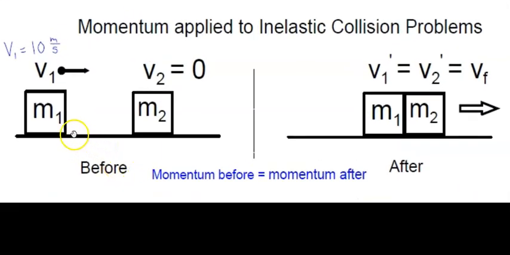The fast car m1 moving at 10 meters per second gave its momentum to the stopped car m2, which had no speed. So in the final outcome, m1 slowed down to 5 meters per second, but m2 sped up to 5 meters per second. Where did m2 get its speed from? It got it from the momentum of m1.